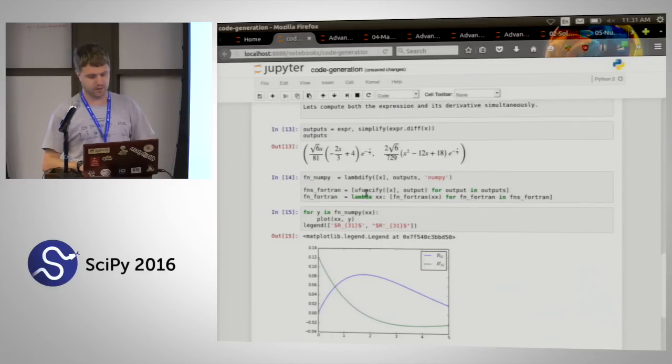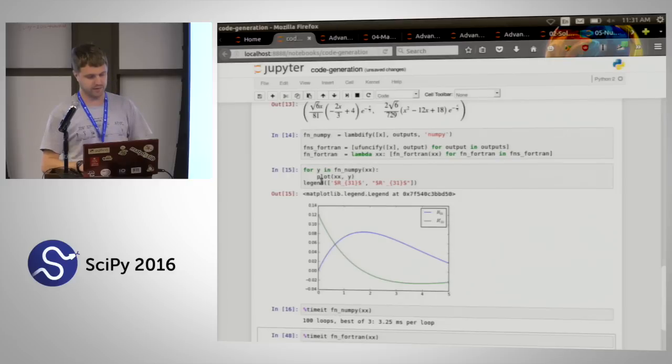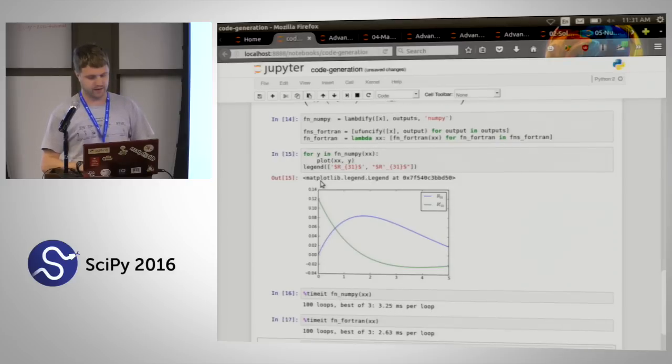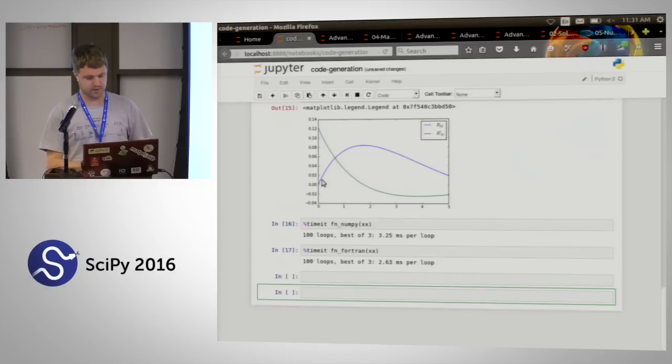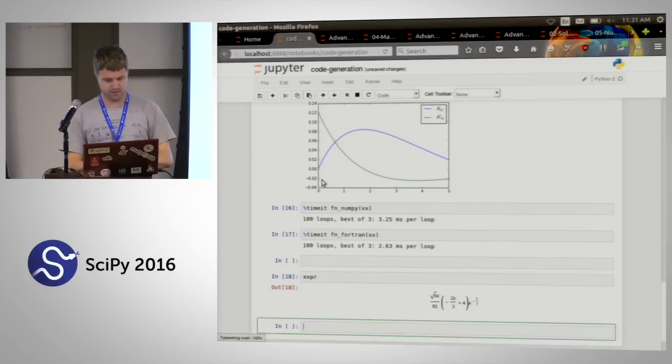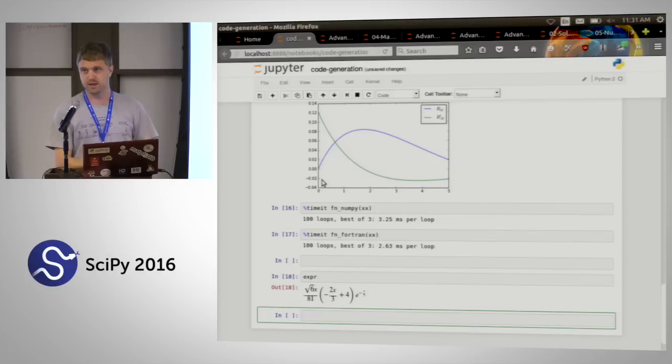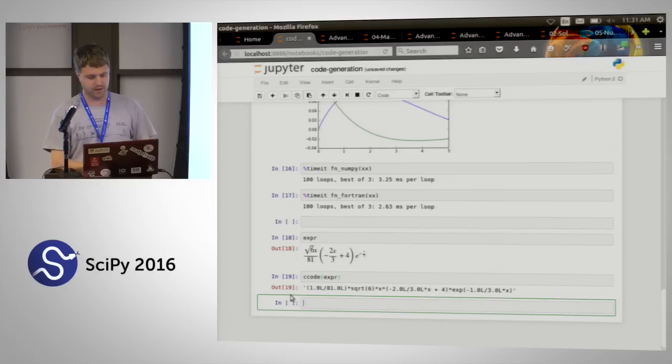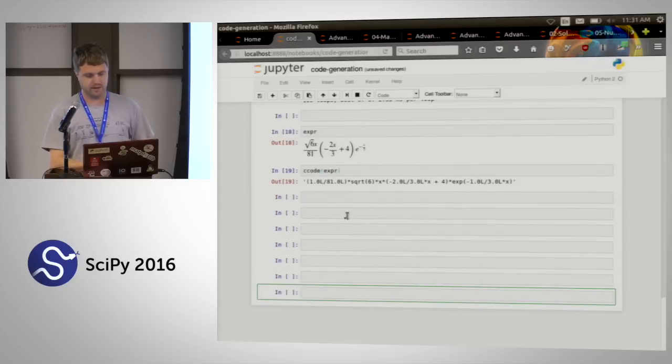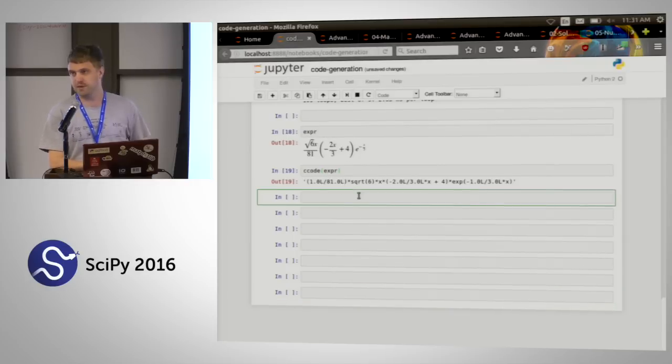And so here's a little more complicated example with the derivative like we did before. And again, the ufunc version is more efficient. And so the way that this works is, for any SymPy expression, there are these various code printers. So for example, if I want to convert this expression into C code, I can use the C code function. And that'll print out a C version of this expression, which can then be put into a C program.